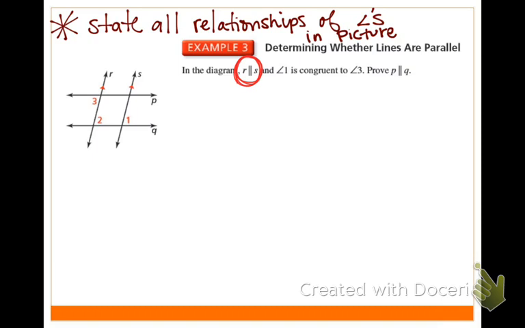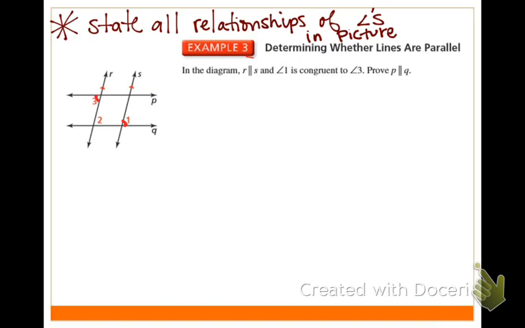R is parallel to S. If it didn't tell me that, what could I have looked at my picture and seen? The little arrows, right here, showing that they are parallel. And 1 is congruent to 3, so I'm going to mark that they're congruent. 1 is congruent to 3.